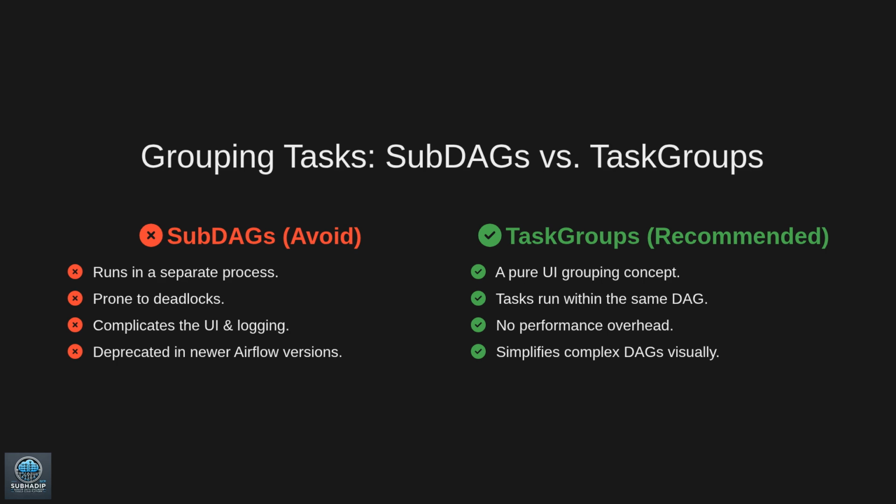When you have a complex DAG, you might want to group related tasks. In the past, SubDAGs were used for this, but they are now heavily discouraged. SubDAGs run in a separate process, which can lead to performance issues and deadlocks with the scheduler. The modern and recommended approach is to use TaskGroups. A task group is simply a way to visually organize tasks in the Airflow UI without adding any performance overhead. It keeps all tasks within the same DAG context, making them much simpler and more reliable.